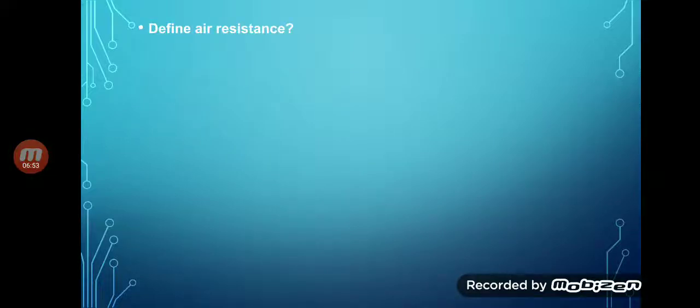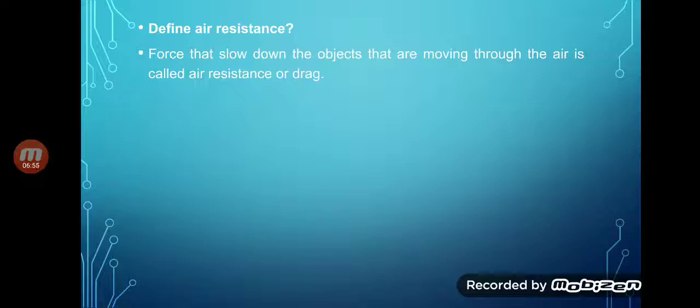Next we have define air resistance. Air resistance is a force. What is friction? The force that slows down or stops the moving objects. And what is air resistance? A force that slows down the objects that are moving through the air. It is the simple definition of friction, just add through the air. So, the force that slows down the objects that are moving through the air is called air resistance or drag. Air resistance or drag is the same thing. One thing, two names.